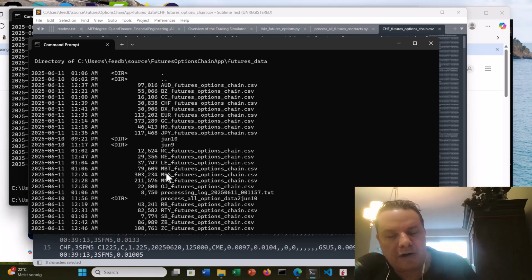We also have here micro Bitcoin. I've seen it generate micro Ethereum as well. So we have here micro Nasdaq. We also have the MES, so it's a micro ES, S&P 500, gold as well. Sometimes it'll generate micro gold as well. It can do silver as well. It just depends upon when it runs.